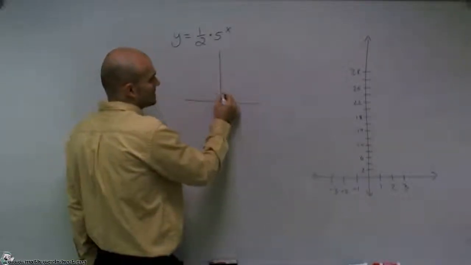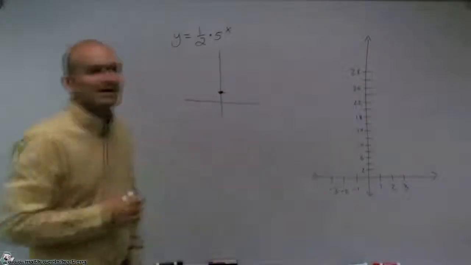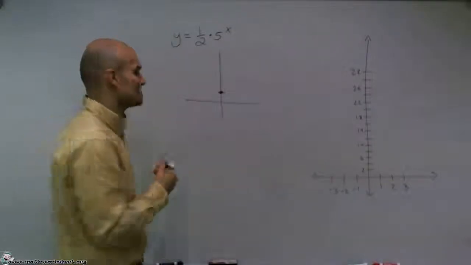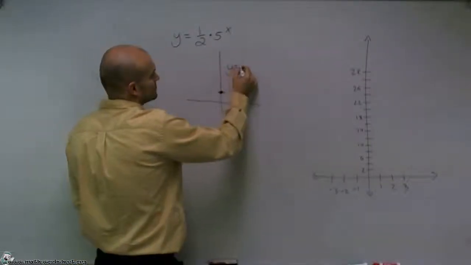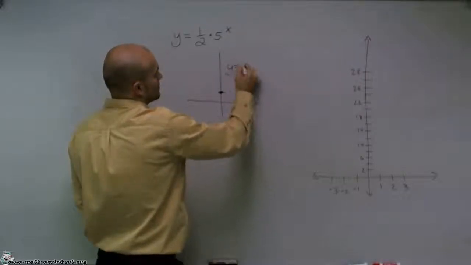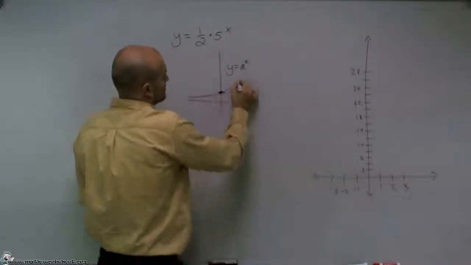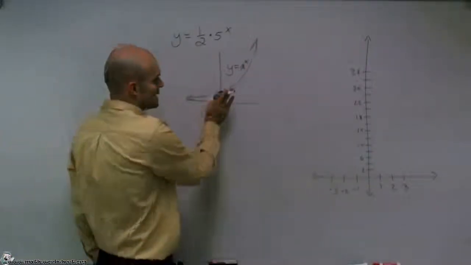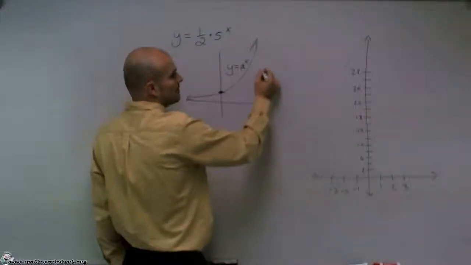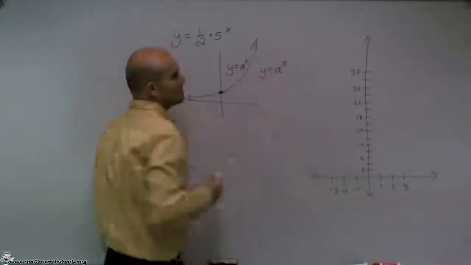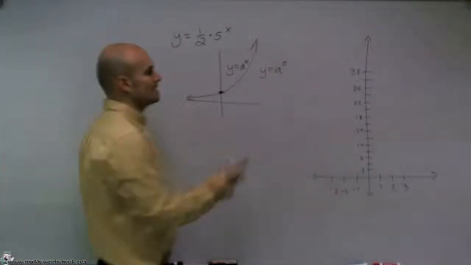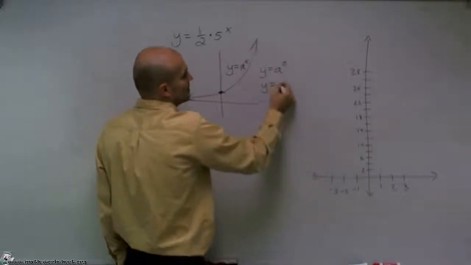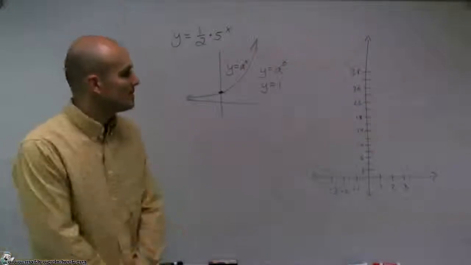So the one important characteristic of exponential graphs is that it has a y-intercept at 1 for our parent graph, which looks something like this. And the reason why it has that y-intercept at (0, 1) is, if I was going to plug in my x value of 0 into my function, a to the 0, where a represents any number, is always going to equal 1. So that's one thing I always remember about my exponential functions.